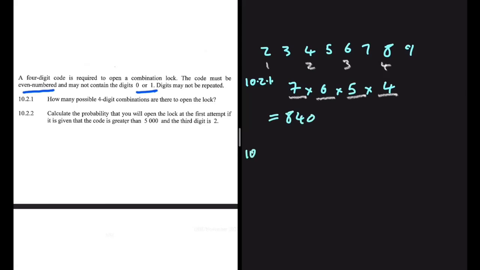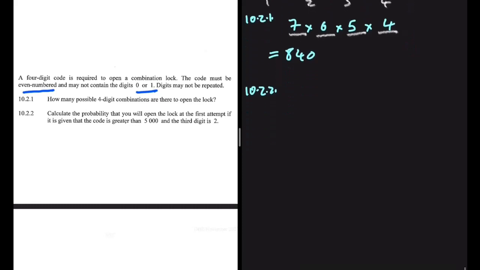Let's look at 10.2.82. Calculate the probability that you will open the lock at the first attempt, given that the code is greater than 5,000 and the third digit is 2. Let's make sense of that. If the code is greater than 5,000, then on the first position we need 5, 6, 7, 8, or 9. We need 1 of those 5 numbers. Only 5, 6, 7, 8, and 9 should occupy that first spot.